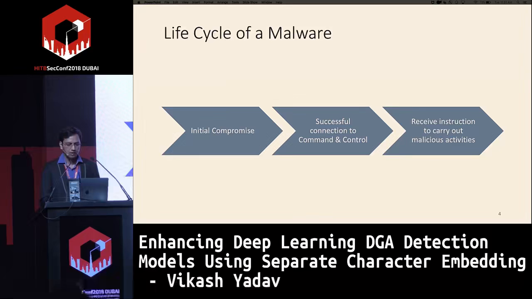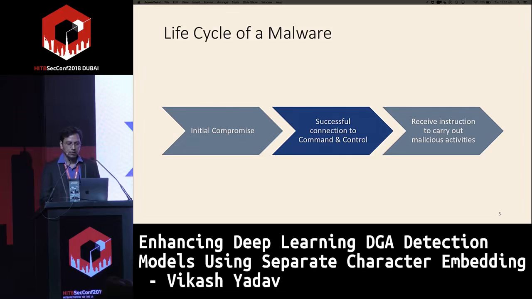We are focusing our attention on the connection to the command and control server. Once malware is in the environment, it's going to reach out to the C2 server, and this communication we want to detect as soon as possible. In the early days of malware, the IP address or domain name of that C2 server would be hard-coded, so it would always reach out to the same server.